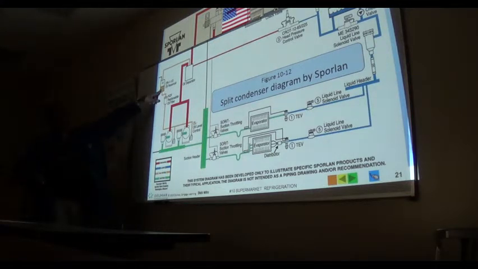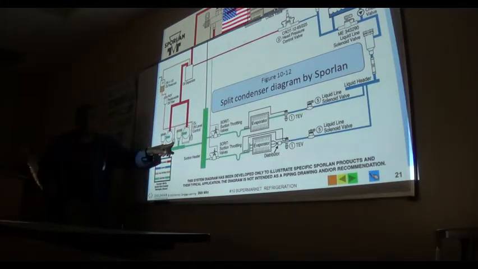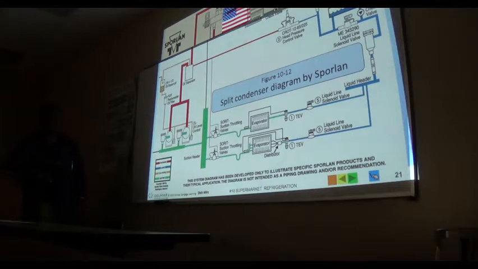Oil filter, oil reservoir. See here, has the oil film. Mm-hmm. Yeah. This is just for illustration purposes. This is not a real life hookup. The idea works in real life, not this diagram. So never base a design on this diagram, right? Well, for one.